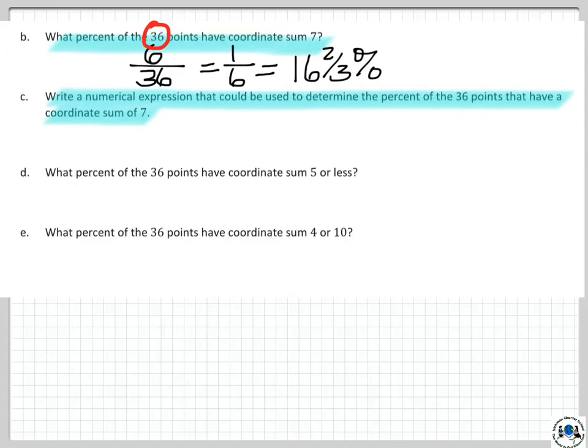All right, and now we're going to write a numerical expression that can be used to determine the percent of the 36 points that have a coordinate sum of 7. All right, not exactly sure why this question is in here, but that would look like 6 over 36 times 100, okay? And again, why the times 100? Well, we have not been doing this throughout. I have not taught you this way. I just wanted you to recognize.